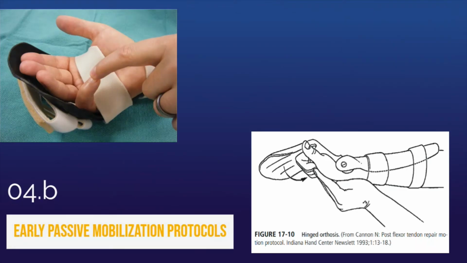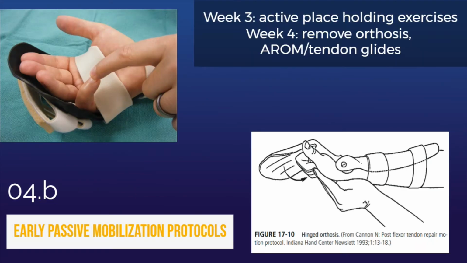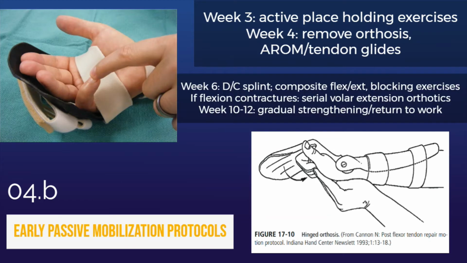In the 3-week post-op timeframe, patients can begin active place-holding exercises. Then shortly after, at week 4, the orthoses can be removed for active range of motion or tendon gliding exercises. At week 6, orthoses can be discontinued if the surgeon is in agreement. Blocking exercises and composite flexion or extension may begin.